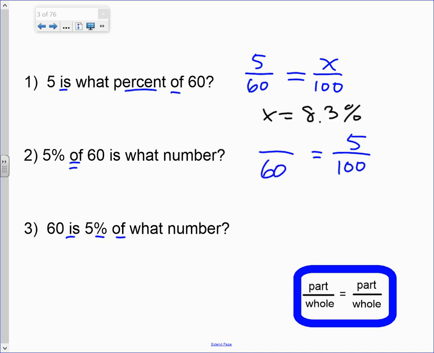If I said 3 of you are passing my class, notice the word of. What came after the word of was you. You're the whole. So in English, whatever comes after the word of is the whole. Look at what came after the word of here in number 1: 60, that was the whole. What comes after the word of?